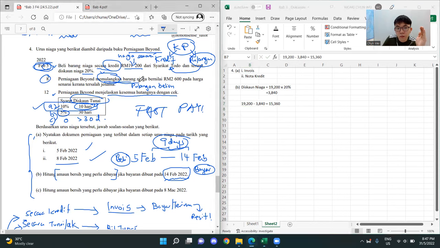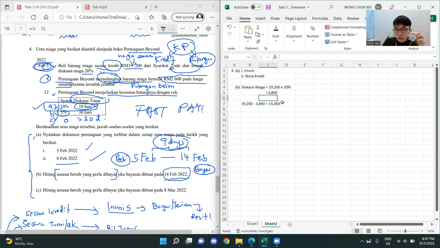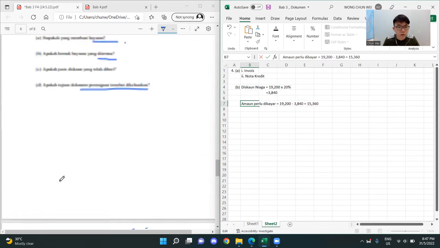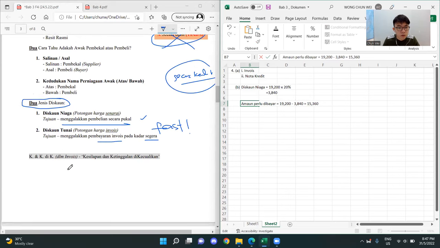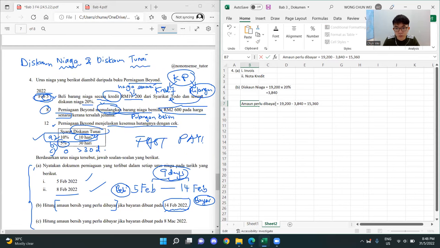Dalam February 8, kita memulangkan barang niaga 2,600 pada harga senarai. Can you see or not? They specifically tell us that this 2,600 ialah pada harga senarai. So when we want to take out, because we cannot pay this amount, this is the amount yang kita perlu bayar for everything. But now on the 8th, kita telah pulangkan barang niaga. So when we pulangkan, maksudnya, this amount akan kurang. So maybe here you can put an amount perlu dibayar. This is called harga invoice, right? Yeah, we can say harga invoice. So maybe you can just put the harga invoice here.